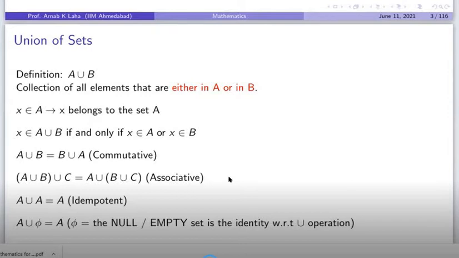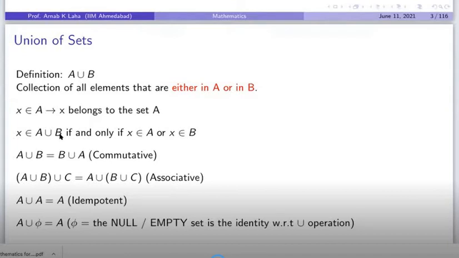So when an element belongs to the set, we denote it by this symbol. This symbol means X belongs to A. And using that symbol, we formally write X belongs to A union B if and only if X belongs to A or X belongs to B. So that's the definition. The first property is that this operation is commutative.